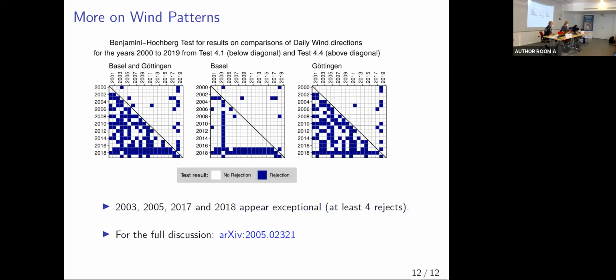And it turns out 2003, 2005, and 2018 were some of the hottest summers. And this actually meant that you had a lot of unusual wind patterns in the summer. And 2017 was, I think, in Southern Europe, a great flood year. So those are meteorologically exceptional years also. Yes, and for the full paper, please look on the archive. Thank you.